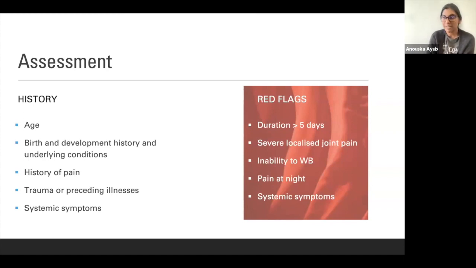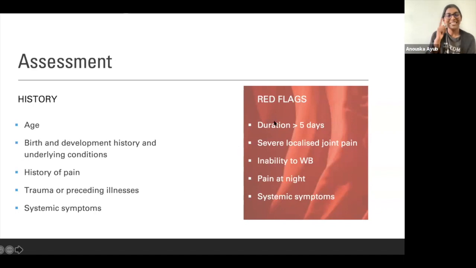And are there any systemic symptoms? Systemic symptoms means, yes, temperature, but also bad things like weight loss, loss of appetite, change in bowel habit, no more wet nappies or passing less urine, things like that. So think of those things as well. Those are all very important.